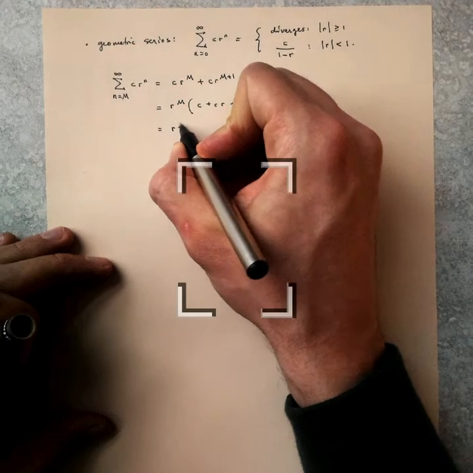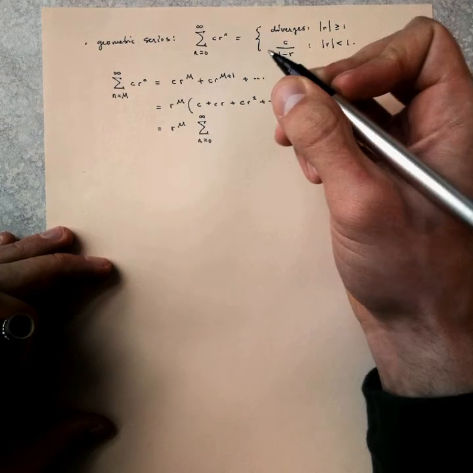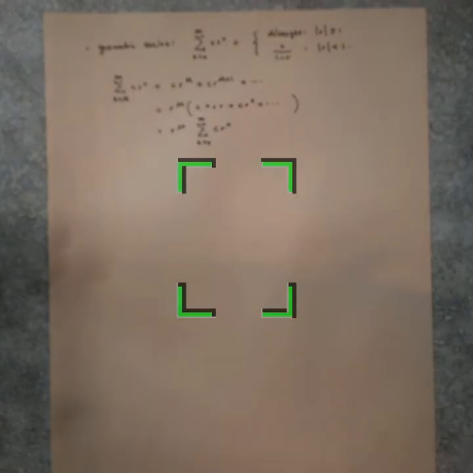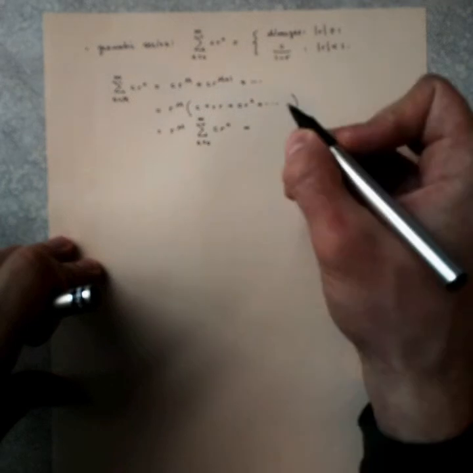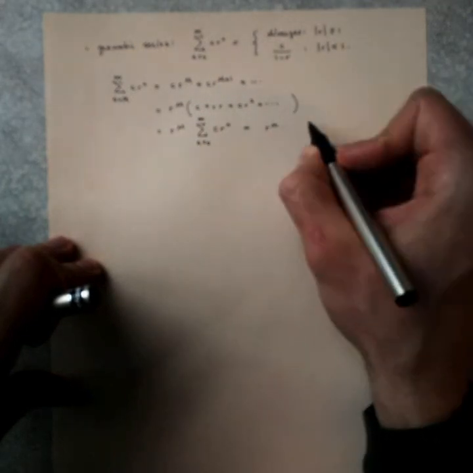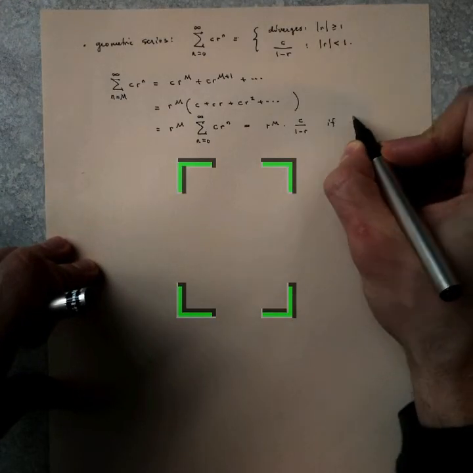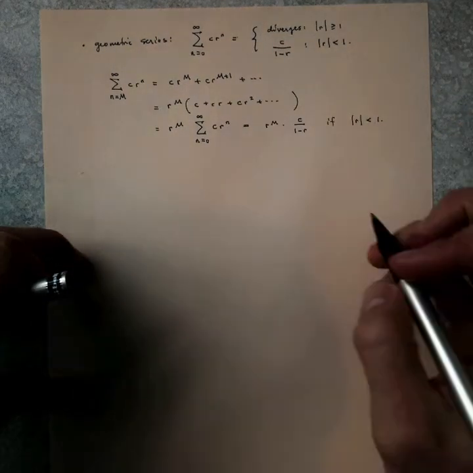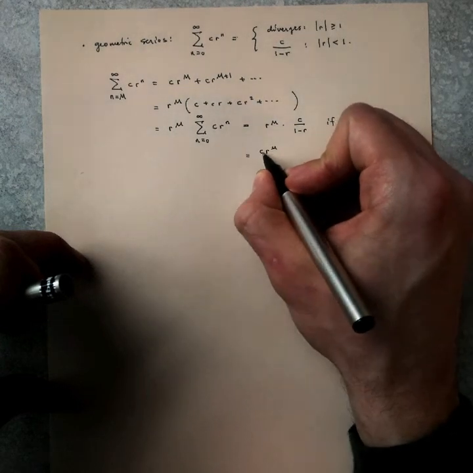which is equal to r to the m times my sum, where I'm now starting at 0 to infinity of c r to the n. And this is the sum that I computed above. So this is equal to r to the m times c over 1 minus r if the absolute value of r is less than 1. Another way of writing that is r to the m times c over 1 minus r.